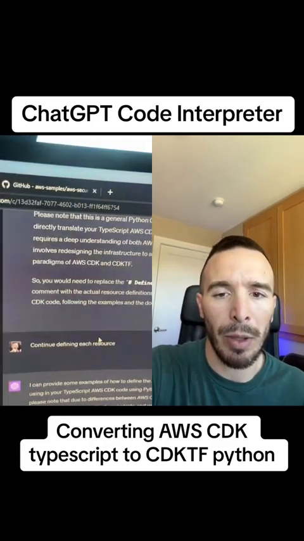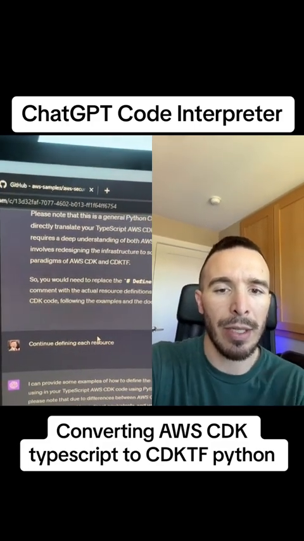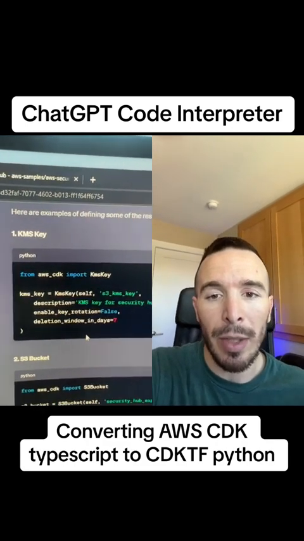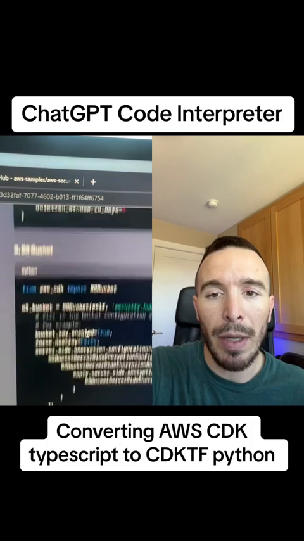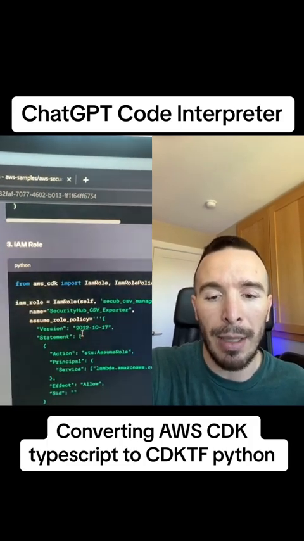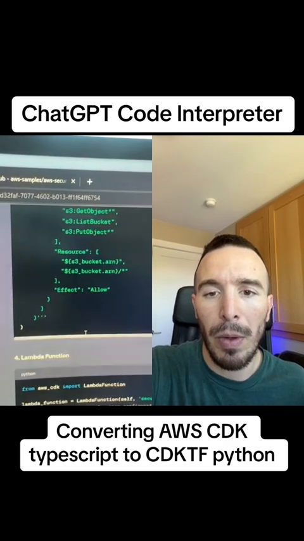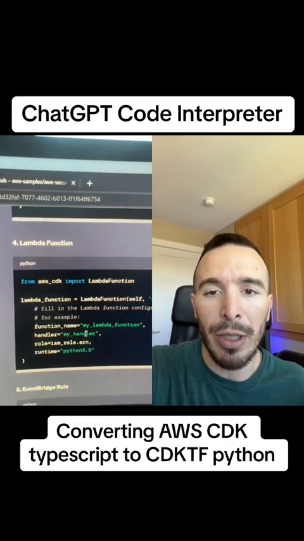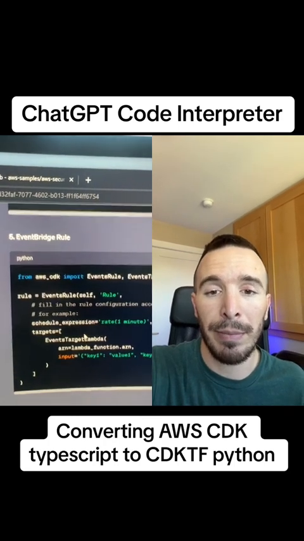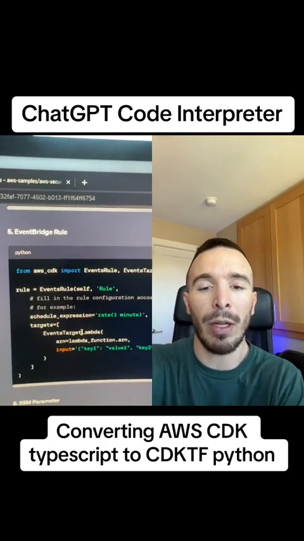So then I was like, well, just continue defining the rest of the resources. And it did it. Here's what an S3 bucket would look like. Here's the IAM role. Here's the Lambda function. Here's the EventBridge role to kick off the function. So, overall, it was pretty good.